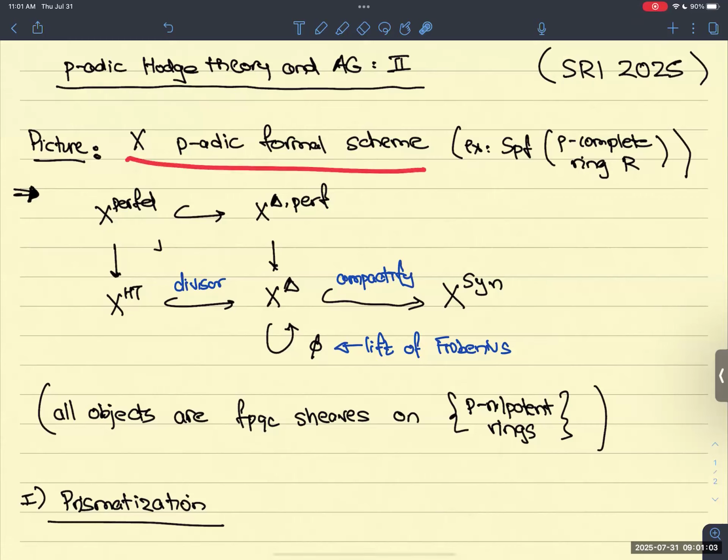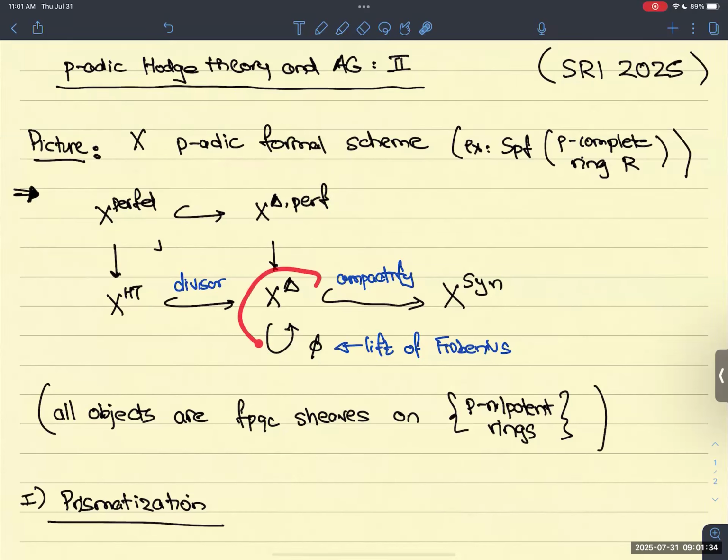And the way we were going to do this is by creating a whole bunch of stacks associated to it. And these stacks, or rather their quasi-coherent sheaf theory, captures some interesting Hodge theoretic information about X. And so yesterday's lecture was all about what was happening in the top left vertex over here. I didn't actually describe what the rest of the objects were. Today we'll talk about X prism, which is kind of the main player in this business. It's going to be a stack.